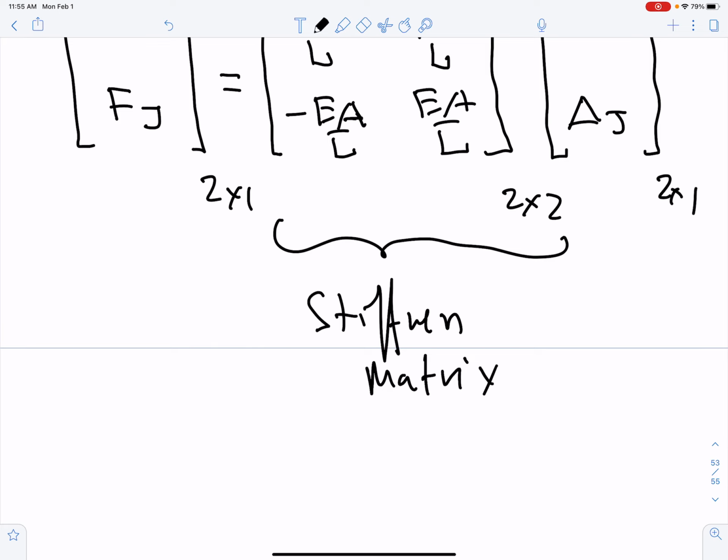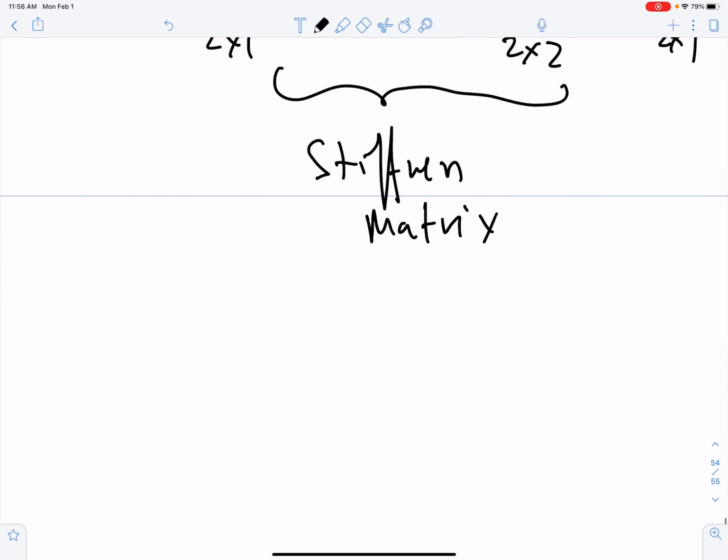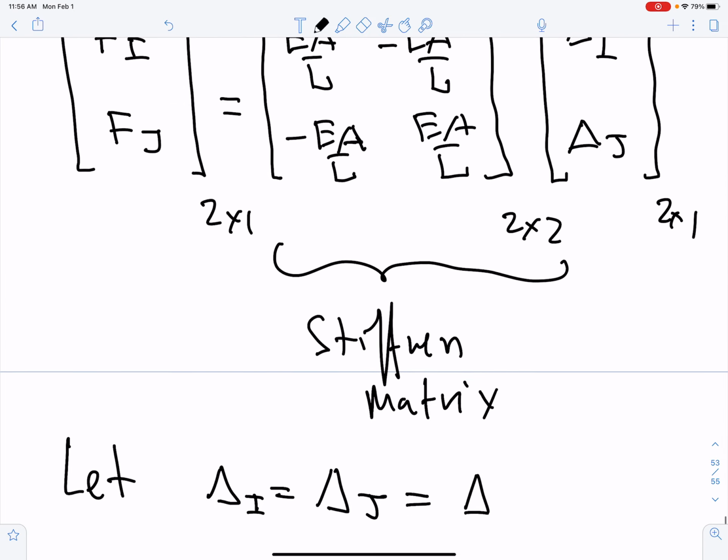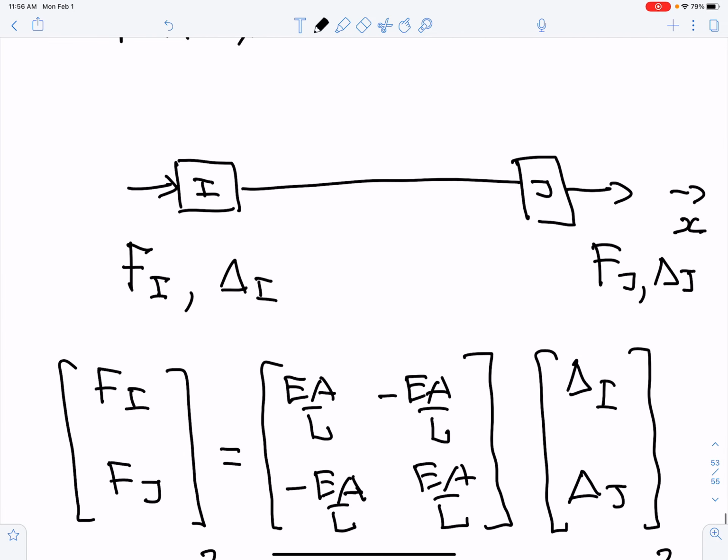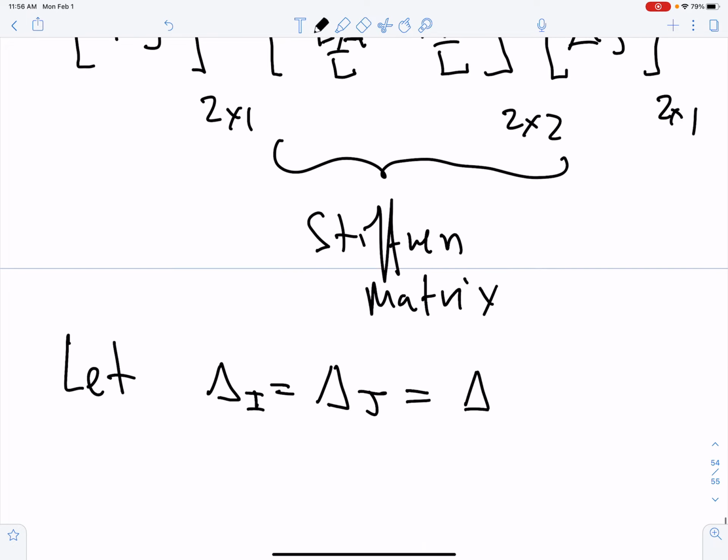So now, let me assume the following displacement state. What if delta I equals delta J, equals some delta? What this means is nodes I and J move in the same direction by the same amount. So the bar is translating. From your understanding of strength of materials and mechanics, what do you think is going to happen? Well, let's see.